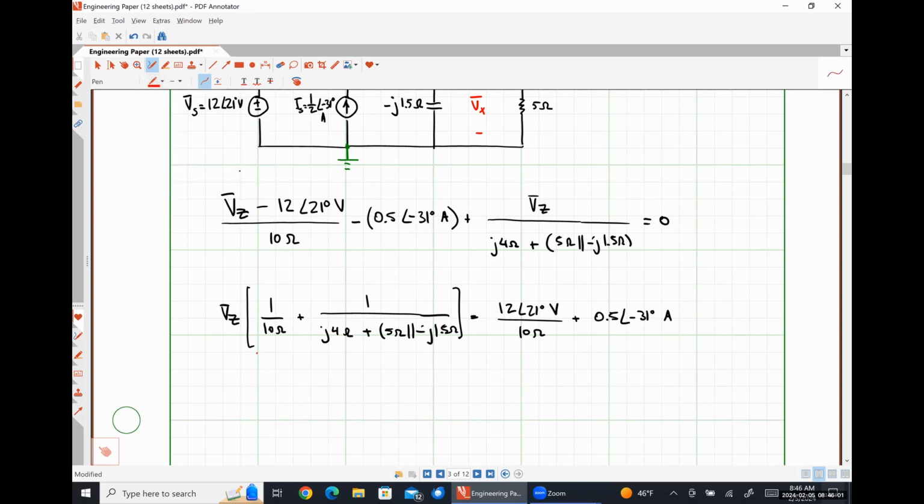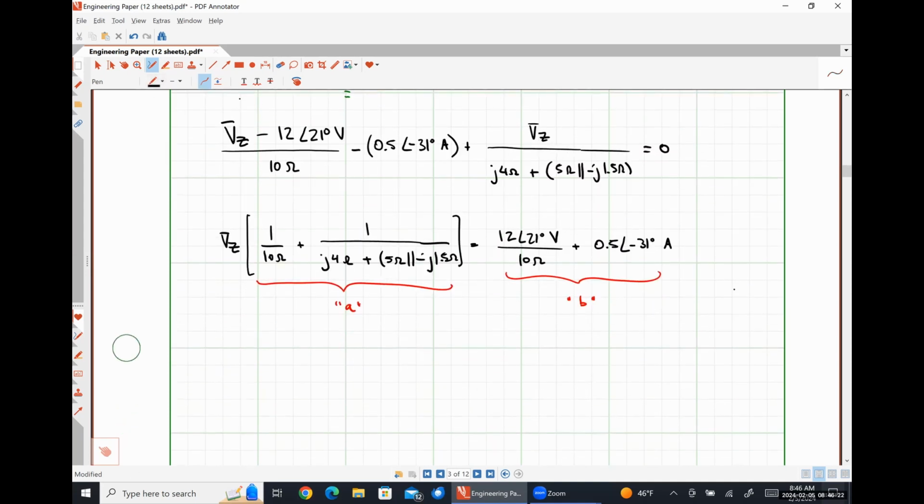Now, I'm going to call this thing here lowercase a, just because that's what I'm storing into my calculator as. And this thing over here is going to be lowercase b, just because that's what I'm storing in my calculator. And it should be fairly obvious that VZ is just going to be B over A. So I'm going to take a moment to do that.